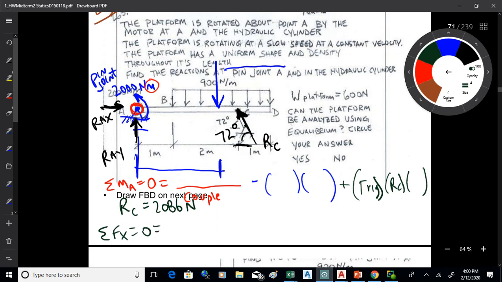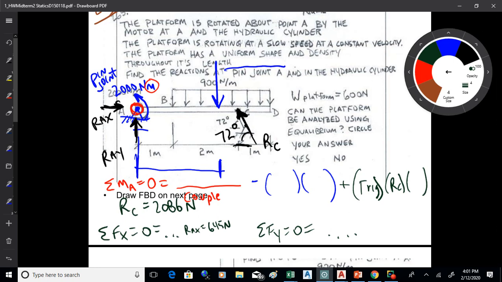So I'd go sum of Fx and set that equal to 0, and sum of Fy and set that equal to 0. And when I do that, I can come up with these forces. Rex is 645 newtons. And run that, and you're going to get Ray was 1316 newtons when you do the force equations. Okay. So that would be the approach to that.